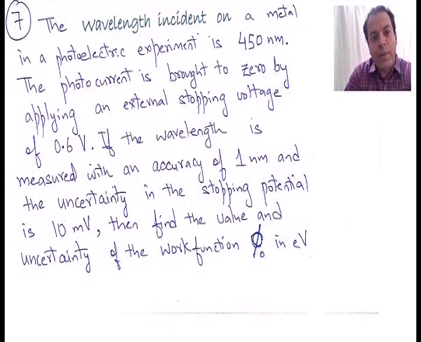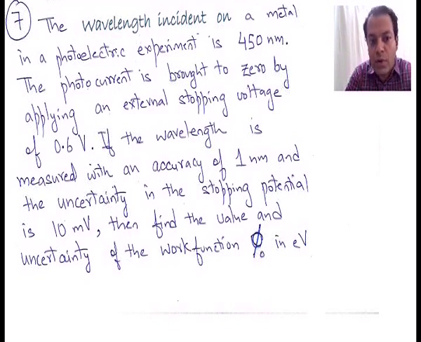The question says the photocurrent is brought to zero by applying an external stopping voltage of 0.6 volts. The wavelength is measured with an accuracy of 1 nanometer, so we are not sure whether we applied 450, maybe it was 449, maybe it was 451. And the uncertainty in the stopping potential is 10 millivolt.